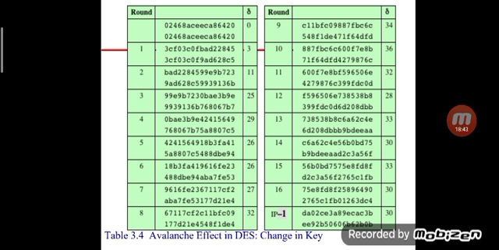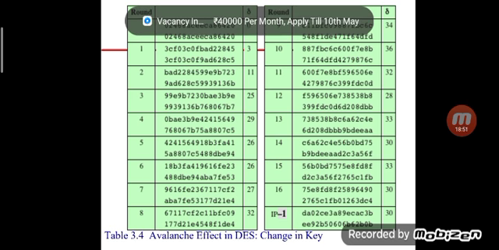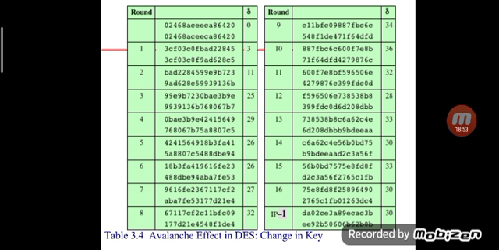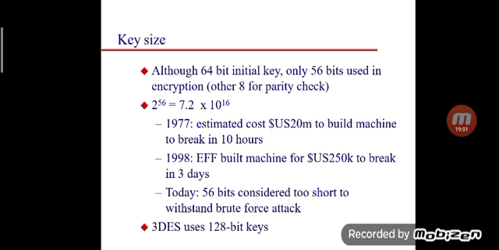So that is a very large change in the ciphertext. Accordingly, if we change any one bit of the key input, there should be a change of 30 bits in the ciphertext.